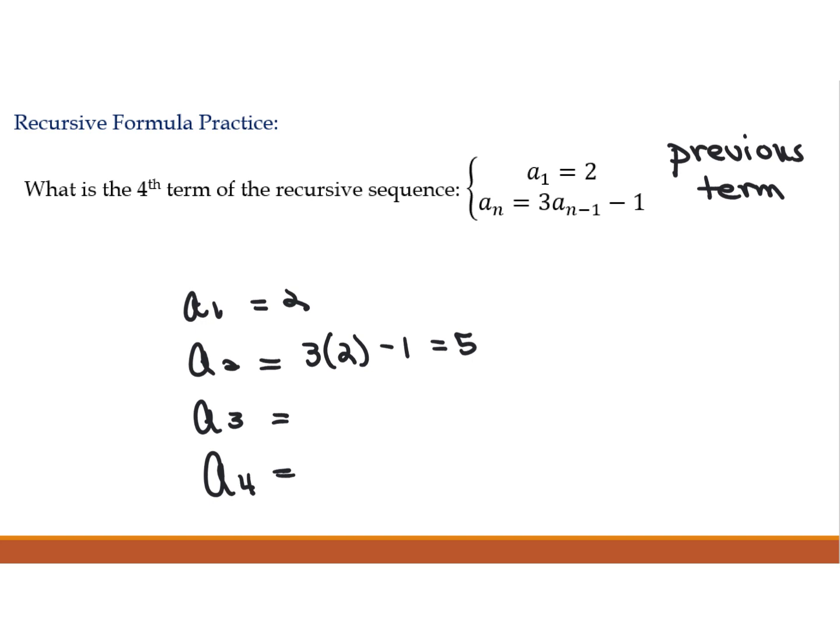To find A sub 3, I'm going to plug into the formula 3 times the previous term, which is 5, minus 1, and that is 14. To find A sub 4, I'm going to be using the previous term, A sub 3, so it is going to be 3 times the previous term minus 1, which is equal to 41. So using a recursive formula, we find that the fourth term is 41.